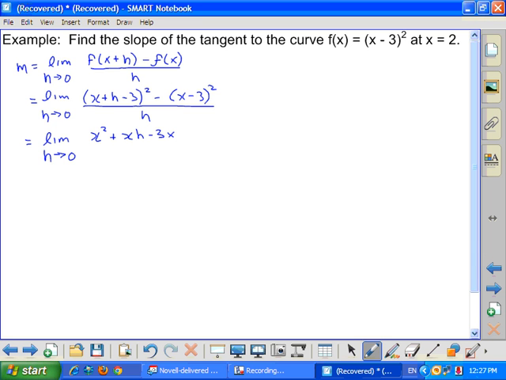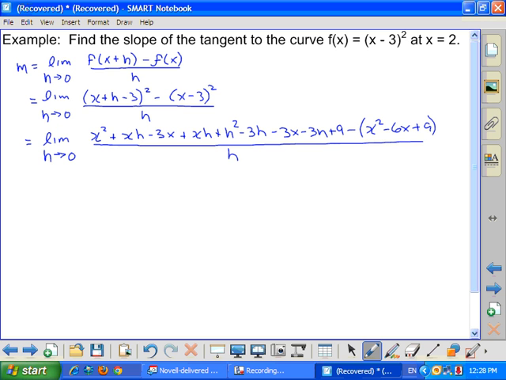Now the h is going to multiply each term. So I'd get an xh term plus h squared minus 3h. And then the negative 3 is going to multiply everything. So negative 3x minus 3h plus 9. Minus, and now I have to do the expansion of x minus 3 squared. I'm going to have to use a bracket for this: x squared minus 6x plus 9. So you can see being quick with the distributive law is a benefit here.